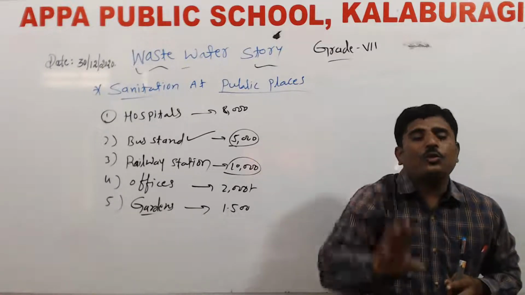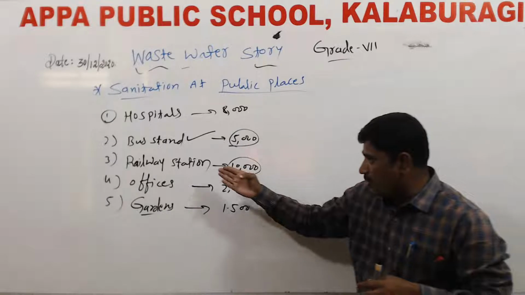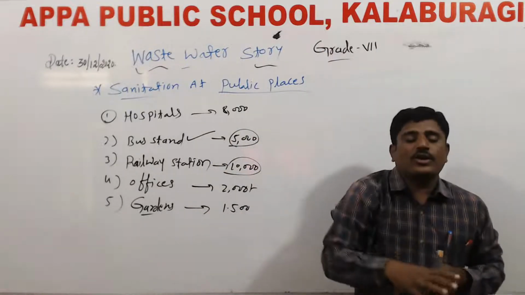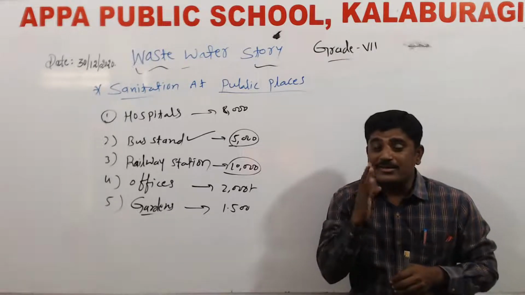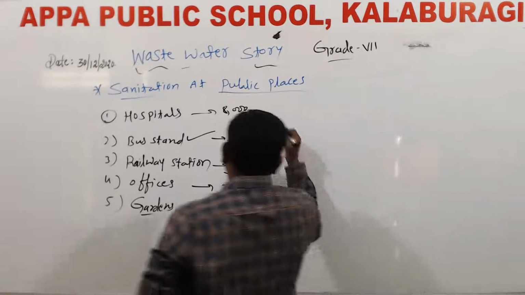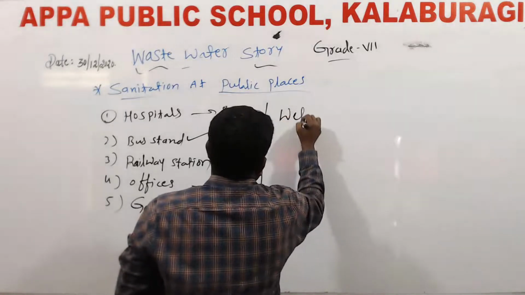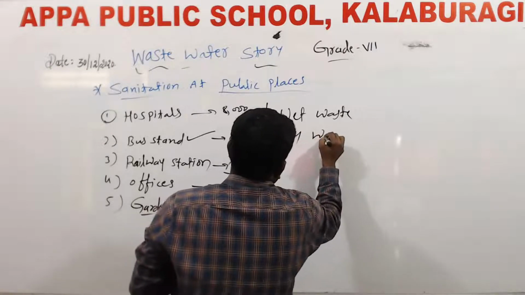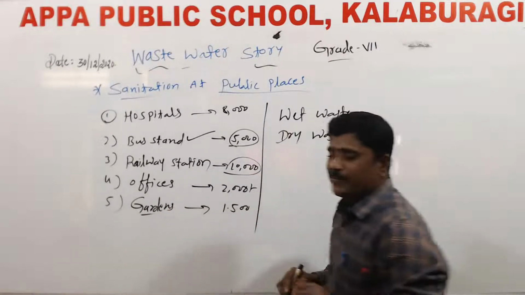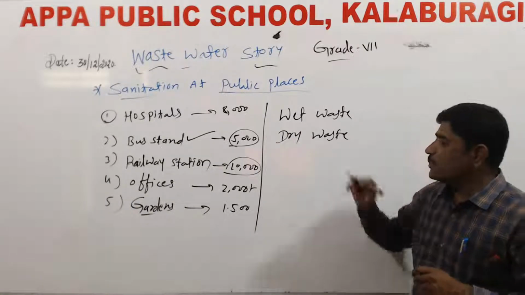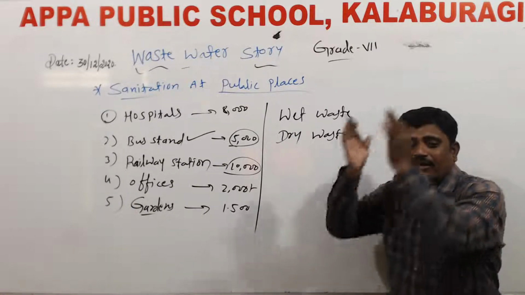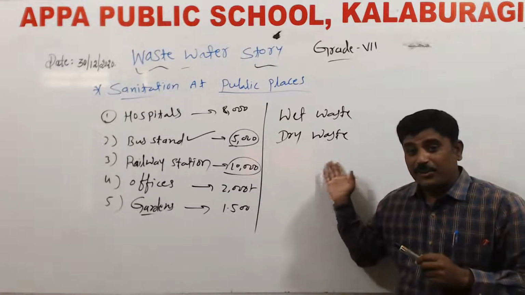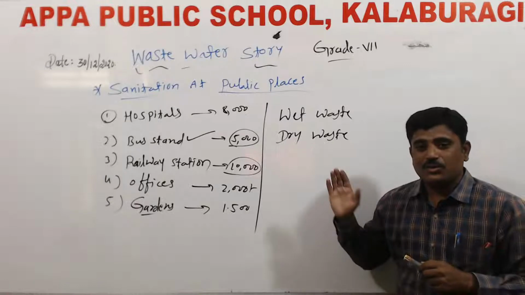Dustbins are provided to you people, especially in the bus stand. I have observed that in bus stands and railway stations they have provided so many dustbins. You can throw your waste there. And nowadays I have observed, my dear students, I think you also observed, wet waste and dry waste should be separated. One dustbin for wet, one for dry. I think you have seen these dustbins in public places.